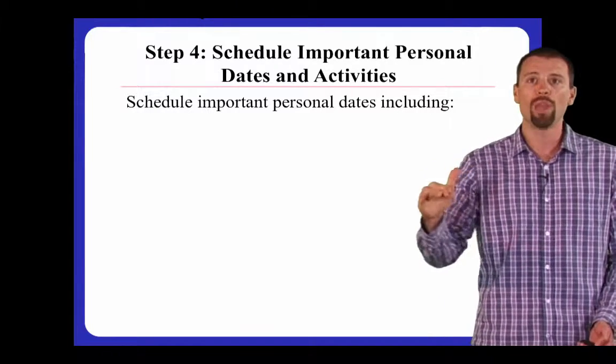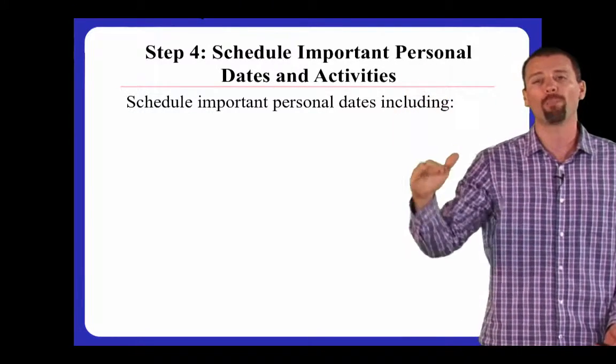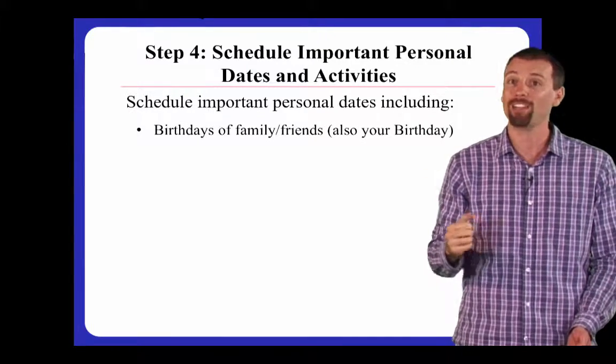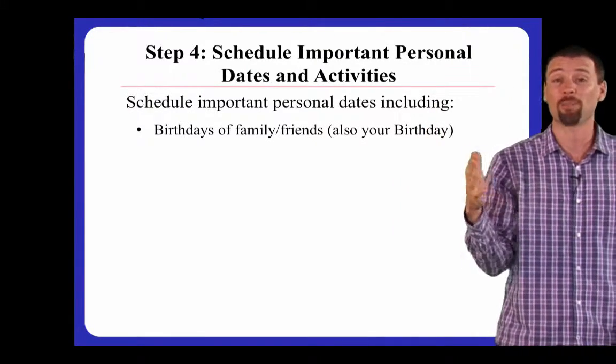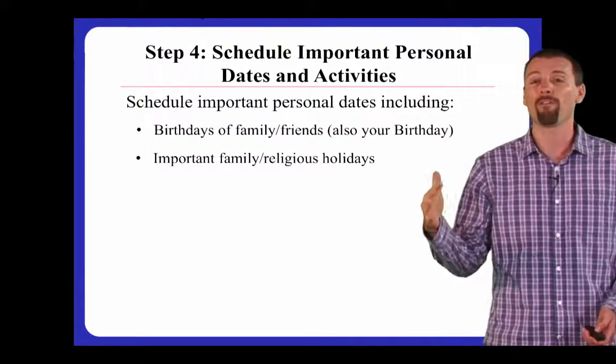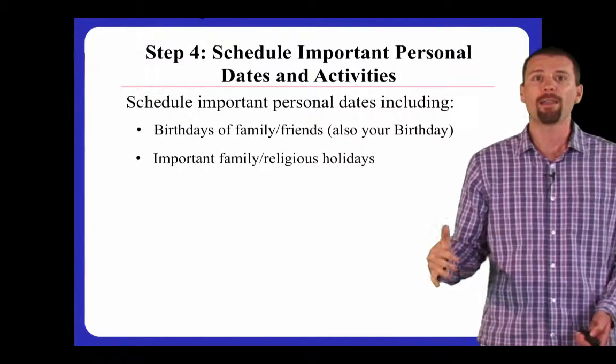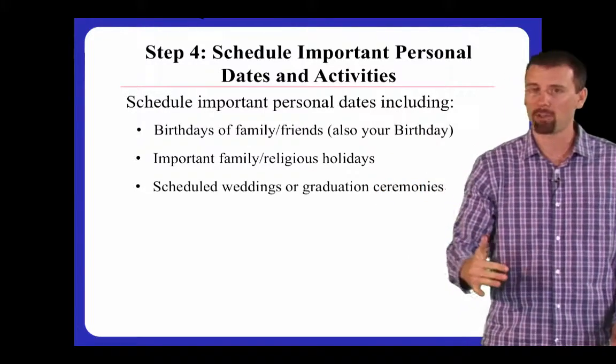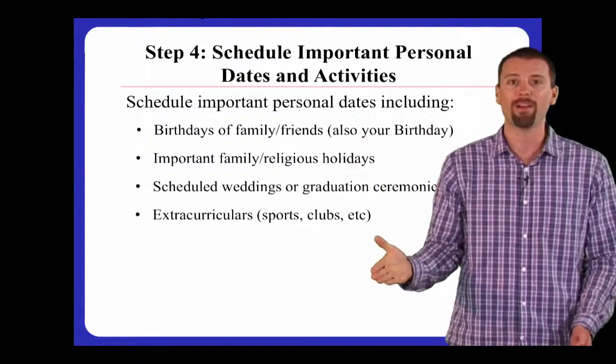Last thing that we're going to do is to fill out all the important personal dates and activities that you have. These may include birthdays of family and friends. You better put your birthday in because you're probably going to want to celebrate. Important family or religious events, scheduled weddings or graduation ceremonies. Those are usually scheduled far in advance. If you have them, put them on there.